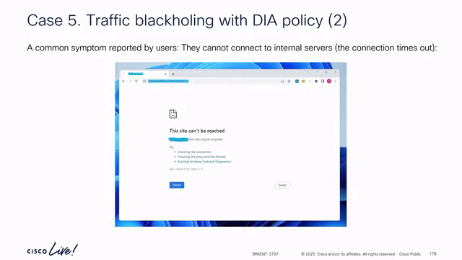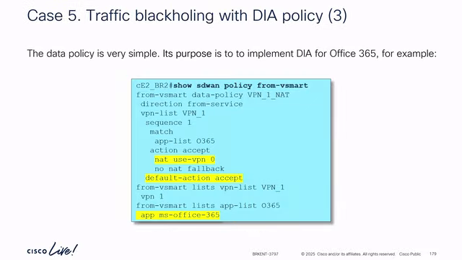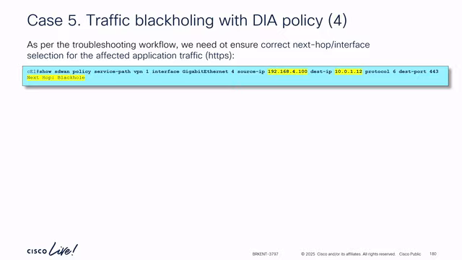This is how it looks from the perspective of a user. We can't use the web-based application. Right? And the data policy which is usually implemented, in essence, is very simple: DIA, not much based on application. Okay, let's try to investigate, again using the very well-known approaches already. Show sdwan policy service-path, and it instantly tells us that for this particular traffic, towards the HTTPS port, we are doing the black hole.